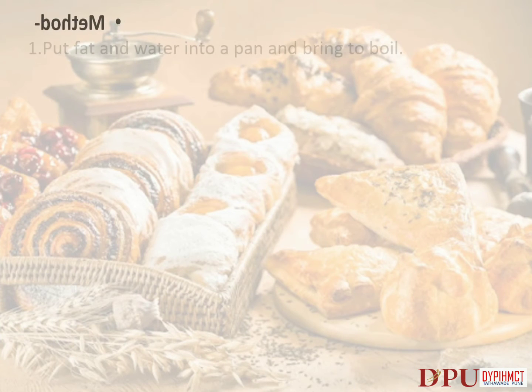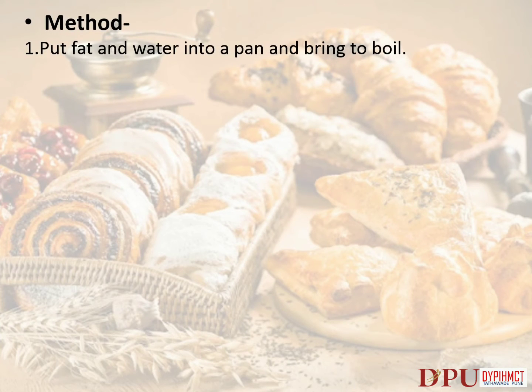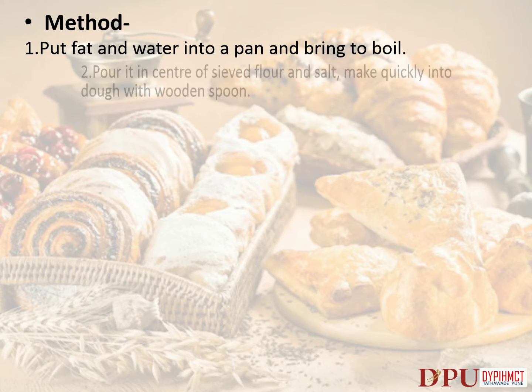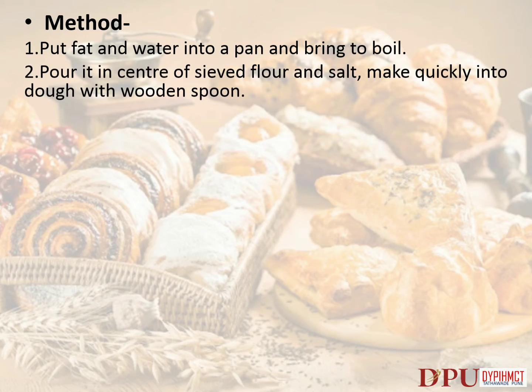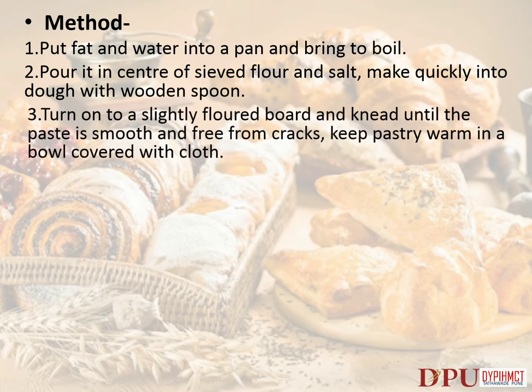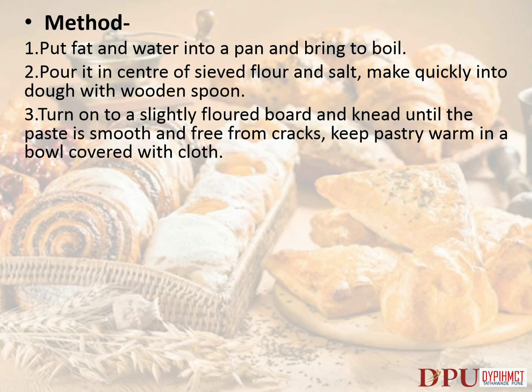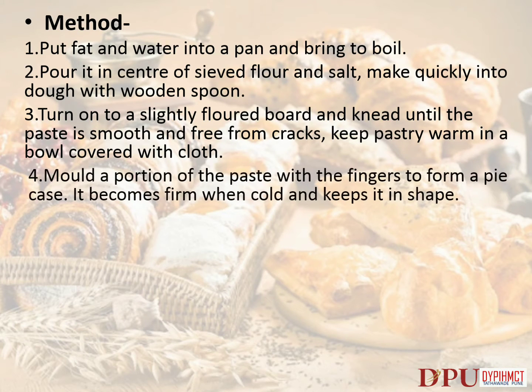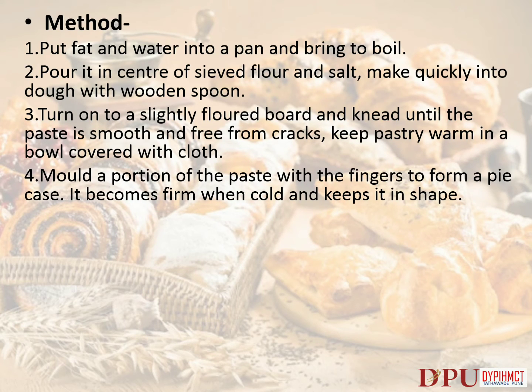Method. 1. Put fat and water into a pan and bring to a boil, then pour it into the center of sieved flour and salt. 2. Make it quickly into dough with a wooden spoon. 3. Turn onto a slightly floured board and knead until the paste is smooth and free from cracks. Keep the pastry warm in a bowl covered with a cloth. 4. Mold a portion of the paste with the fingers to form a pie case. It becomes firm when cold and keeps its shape.